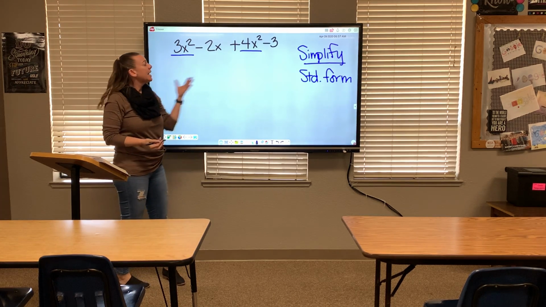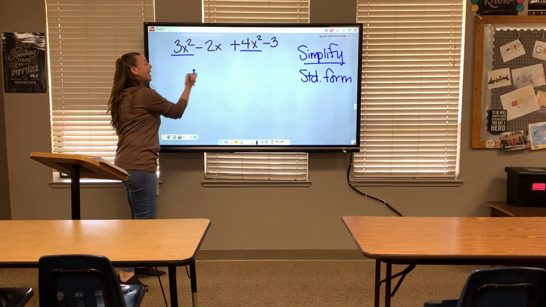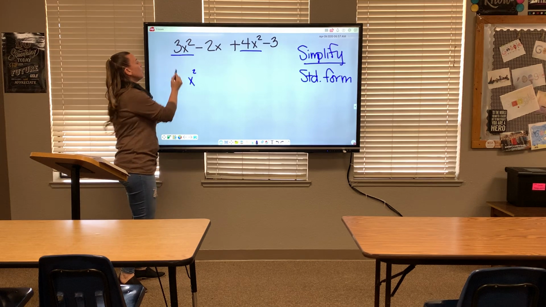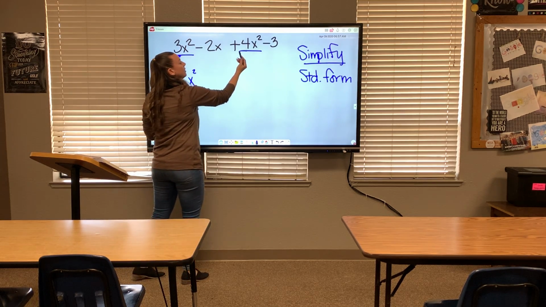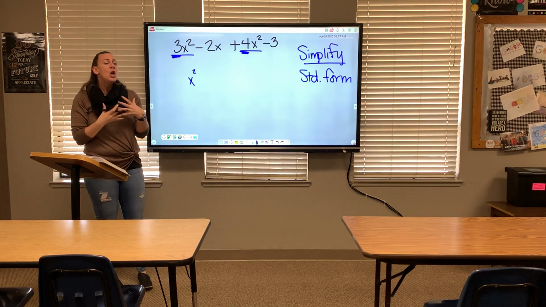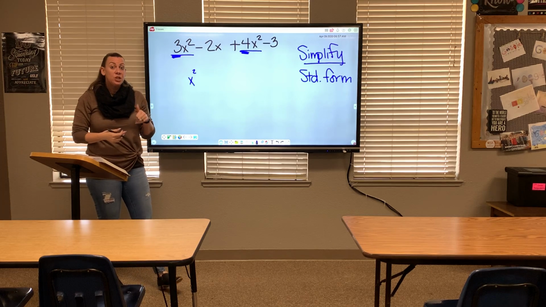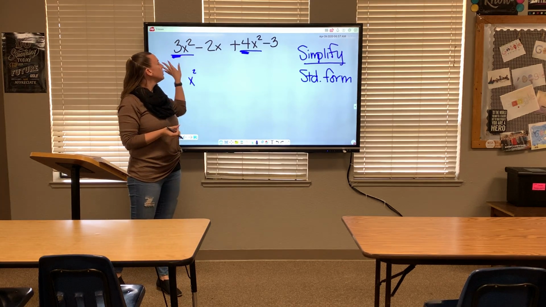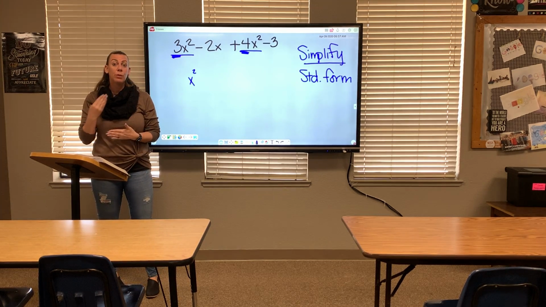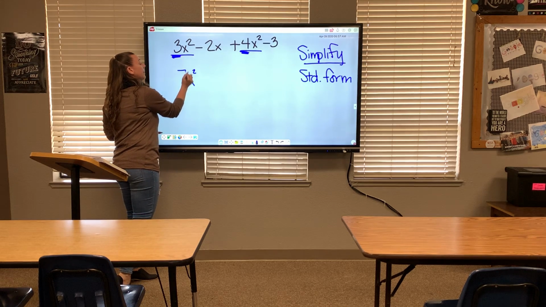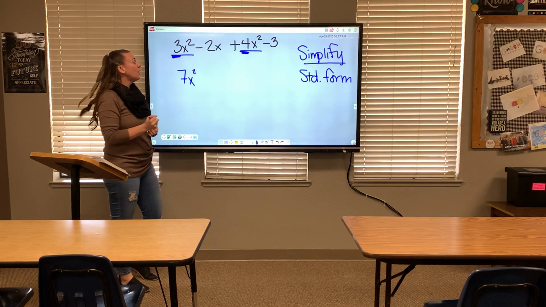So what I do is I keep the x squared, that does not change, and I work with just this 3 and this 4, and I add those. Those numbers in front are called coefficients. We've worked with this a little bit, but those coefficients, I just add those. So 3 plus 4 is 7. I'm going to end up with 7x squared.